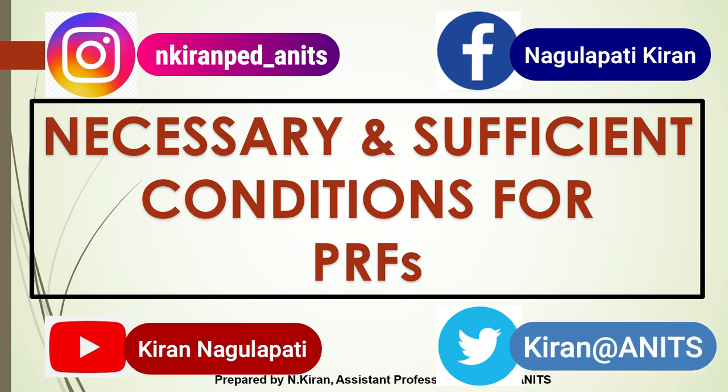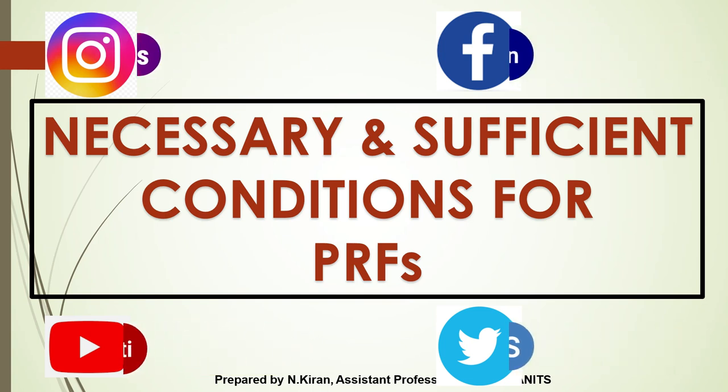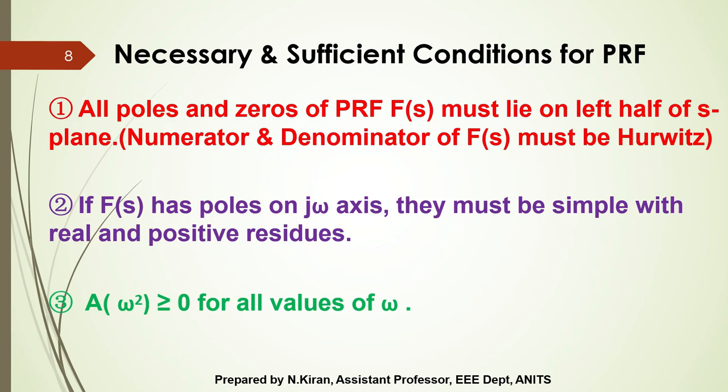What are the necessary and sufficient conditions for a positive real function? The first one is all the poles and zeros of the positive real function must lie on the left half of the S-plane. The same is also tested by means of Hurwitz polynomials. So if I prove that both the numerator and denominator of the given function are Hurwitz, then it proves that all the poles and zeros are on the left half of the S-plane.